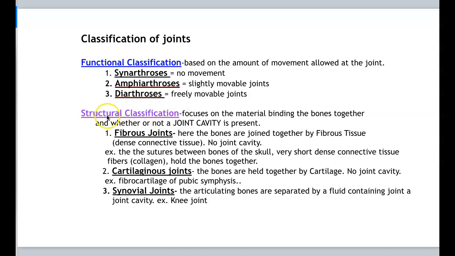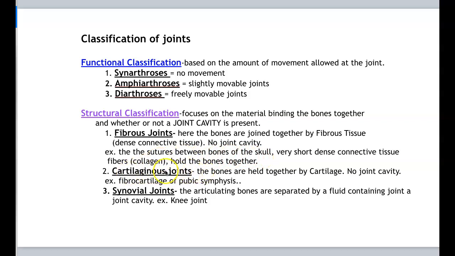Structural classification. We're talking about the anatomy, right? Structural. How is it built? What is the material that is binding the bones together? And does it have a joint cavity, a space in between the two bones? If it is a fibrous joint, the bones are joined together by fibrous connective tissue. There is no joint cavity. An example of a fibrous joint would be the sutures between the bones of the skull.